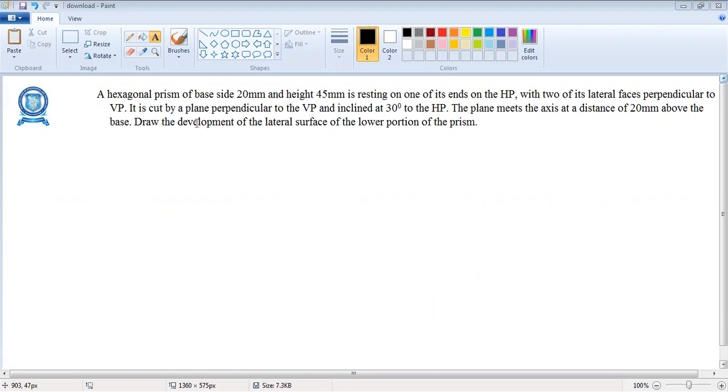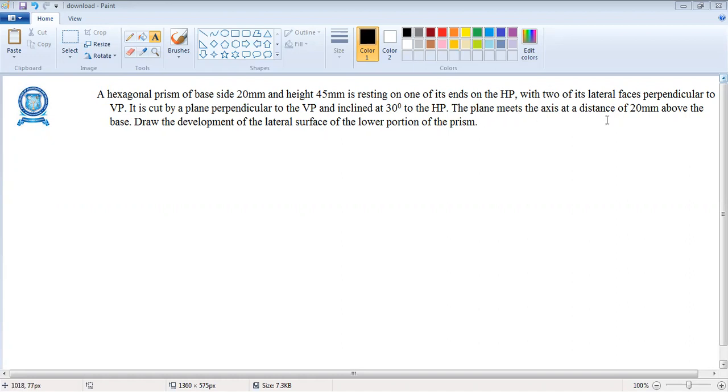Given is a hexagonal prism, side 20 mm, height 45 mm, resting on one of its ends on HP with two of its lateral faces perpendicular to VP. Then it is cut by a plane perpendicular to VP and inclined 30 degrees to HP.